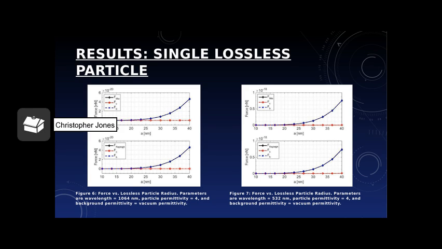Figures 6 and 7 represent the results from the lossless case for wavelengths of 1064 nanometers, which is a 20th of a wavelength and therefore well within the Rayleigh regime seen on the left, and 532 nanometers, which is a 10th of a wavelength seen on the right. These results were vital as an initial step to establishing a path to multiple particle analysis.